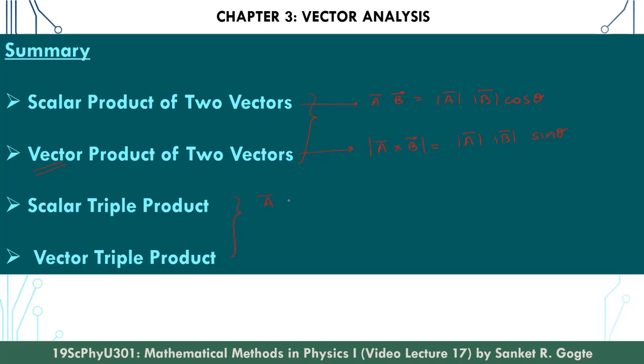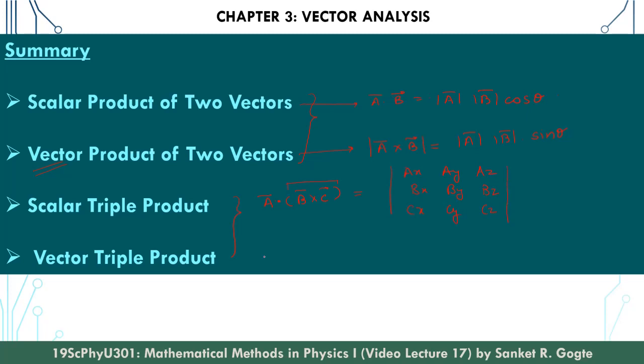The first is this A dot B cross C. Now you can see that this B cross C is a vector quantity, and we are taking the dot product of these two vectors in the end, and therefore this is a scalar quantity which can be calculated with this determinant: AX, AY, AZ, BX, BY, BZ, CX, CY, CZ.